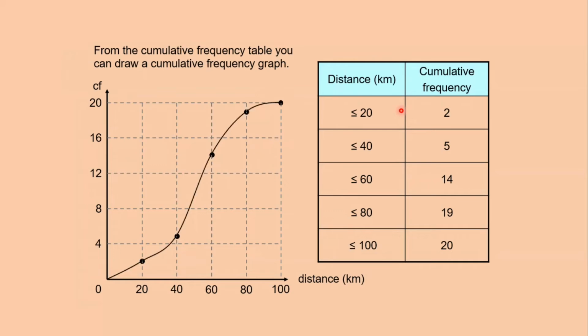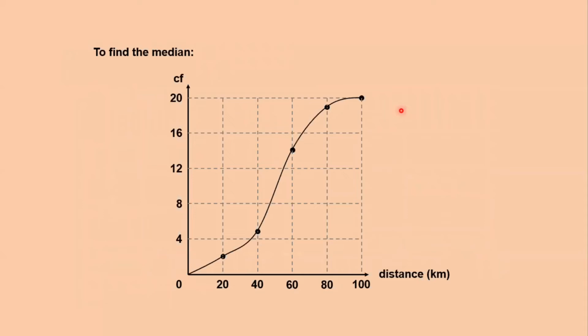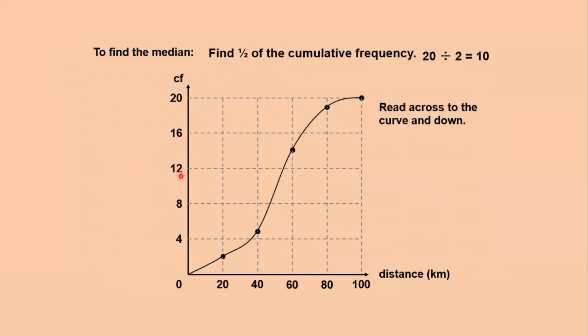Now let us understand how we find the median. For finding the median, we find half of the cumulative frequency. The total is 20, so 20 divided by 2 gives 10. We look at 10 on the cumulative frequency axis, move across till we reach the graph, and then drop down. The point on the x-axis is our median. So this point exactly on the x-axis is your median, and the median here is 51.